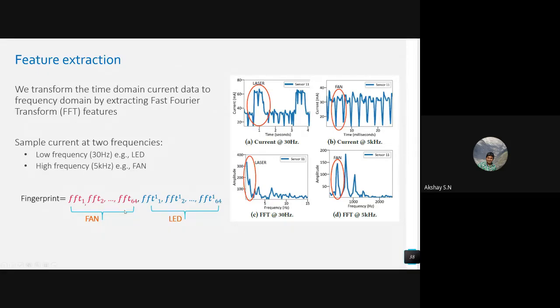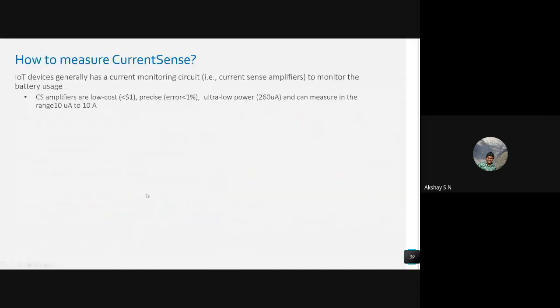Okay. So now fingerprint is nothing but a combination of these FFT features for both the fan component and also the LED component, right? So this is what the fingerprint would look like. Before we answer how accurate it is and so on, the first question is, how do you measure current?